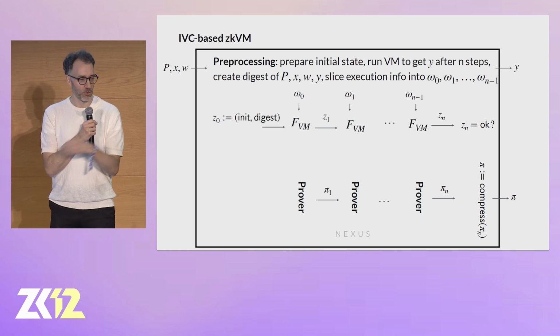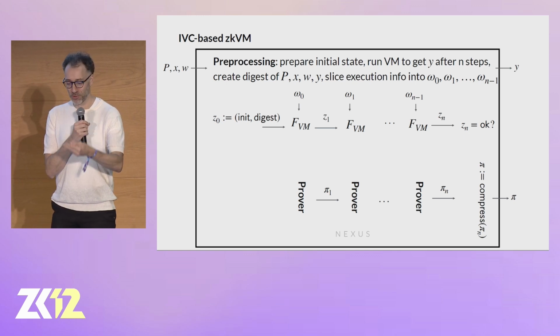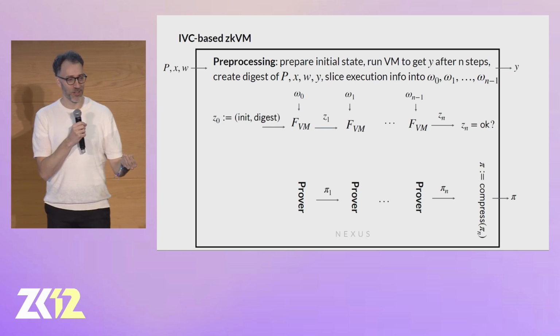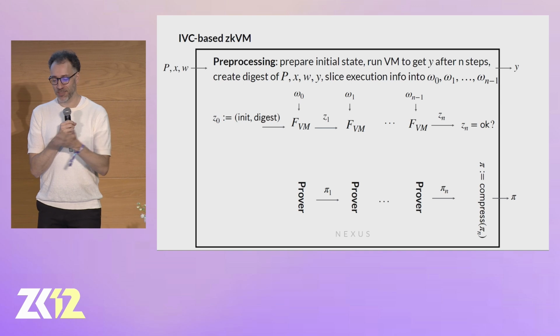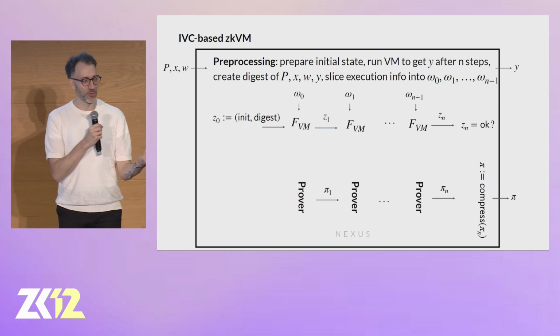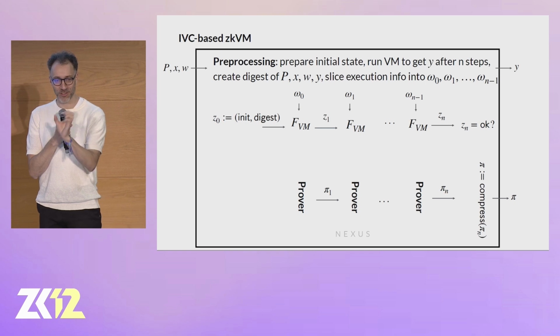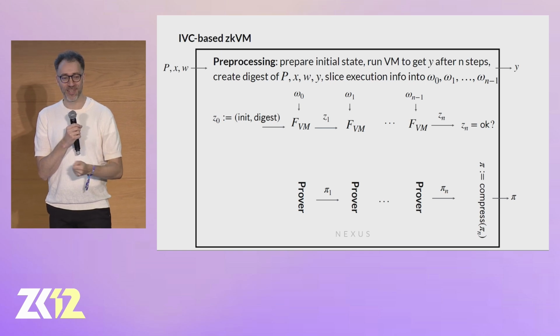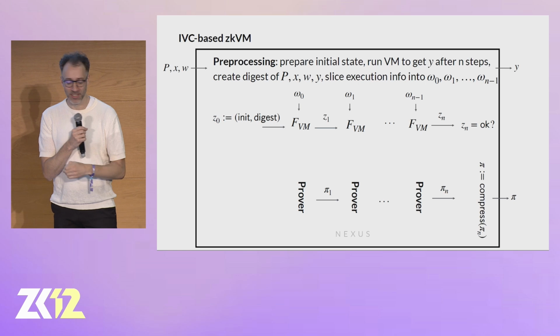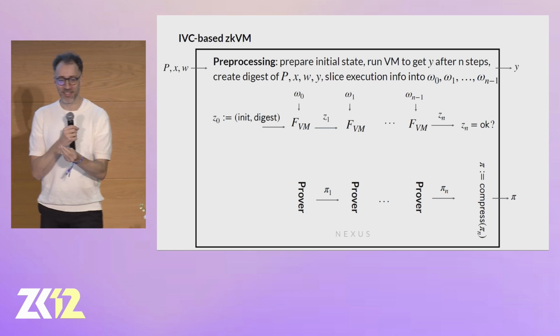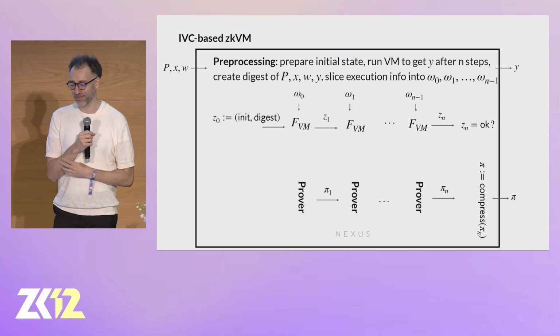And then you would have a prover that proves that the first iteration has been computed correctly. And the next prover would consume the proof from the first prover, and prove that the next slice of the execution trace is correct, and so forth. That way you accumulate these proofs, and you get a proof in the end that everything is correct.